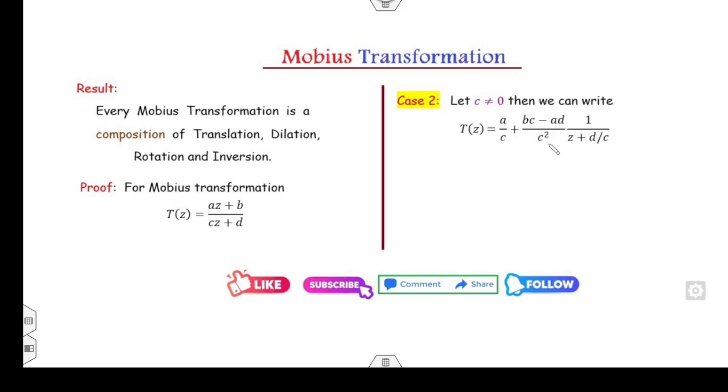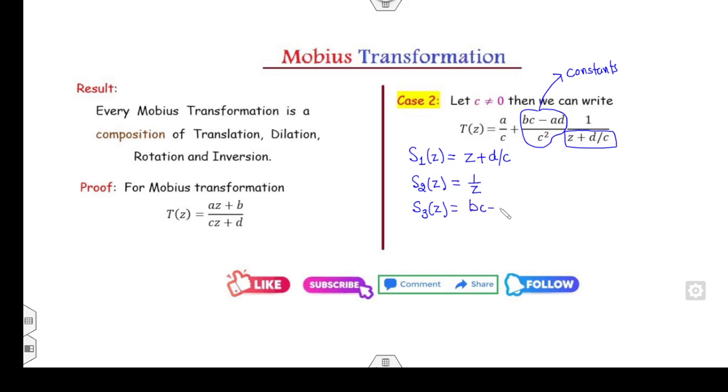Now case number 2. If you have defined this category, then you can define S1 of z. I can start from the previous one. This is the one z, which I can define as cz plus d over c. I can define S2 of z, which is the reciprocal, 1 over z. Third case, S3, because all these numbers are my constants, because a, b, c, d are my constants. So I can write this number as bc minus ad over c square, into z. And the last case is again a over c, my constant, plus this quantity z.